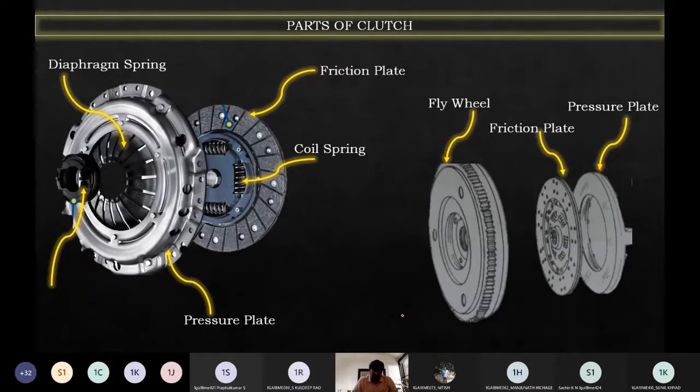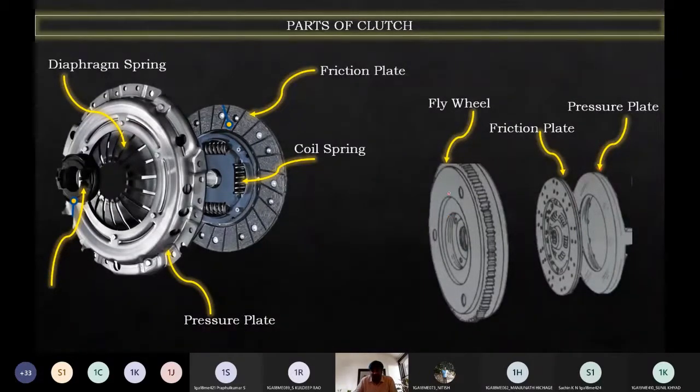Now, what exactly is this clutch? The clutch connects the flywheel to the transmission system. So it is something like this. I want the power. Power is generated inside the engine. The power has to be transmitted to the rear wheels. How exactly will the power be transmitted?